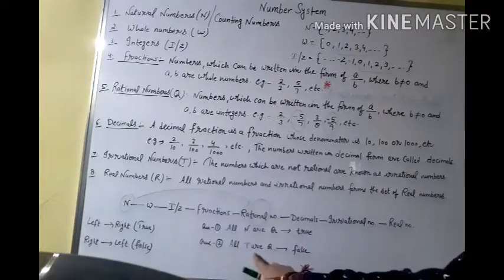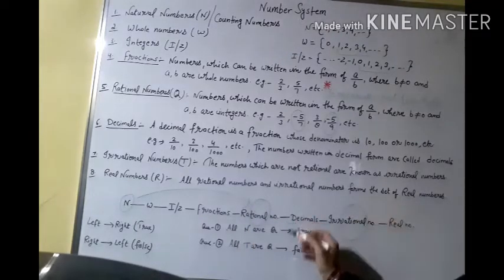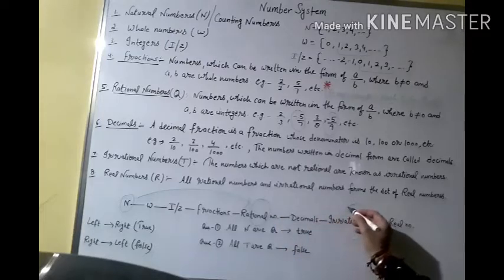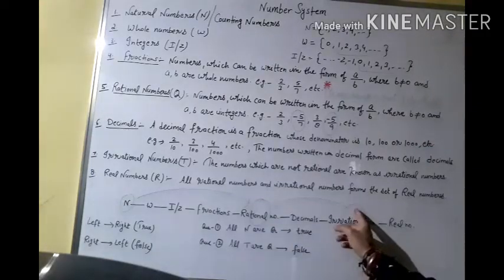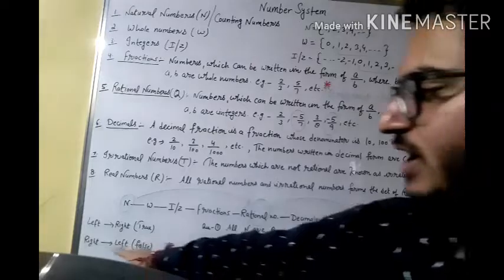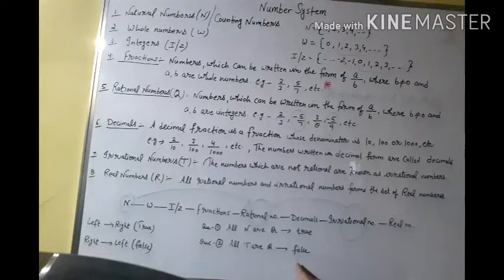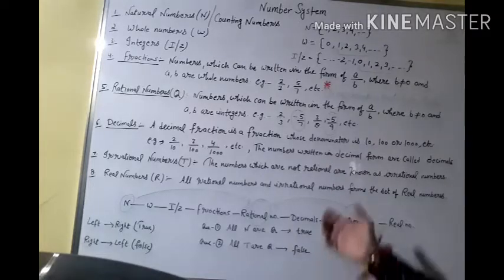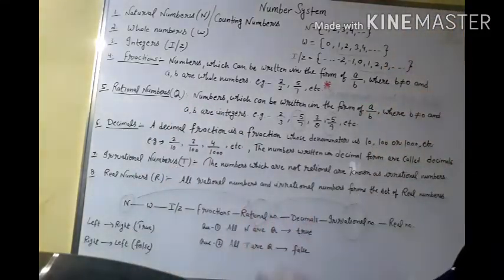Second question is all T are Q. T for irrational numbers, Q for rational numbers. So T, irrational numbers, is here, and Q, rational numbers, is here. So our question is: all irrational numbers are rational numbers. In this case, we are moving from right hand side to left hand side, and when we move from right to left, all conditions will be false. Therefore, the answer of the second question will be false. I hope you understand the concept and properties of the number system, and we will study rational numbers and irrational numbers in detail in our further videos.